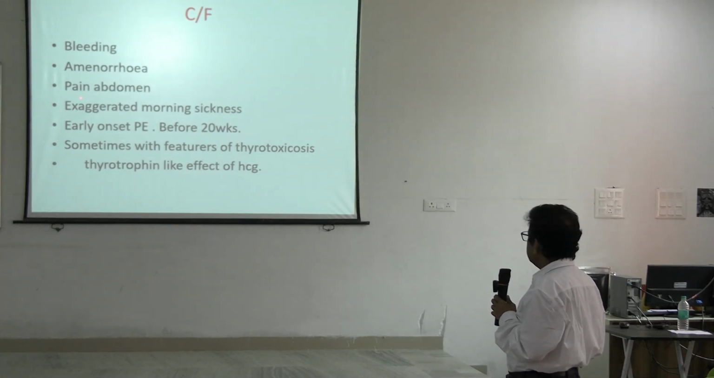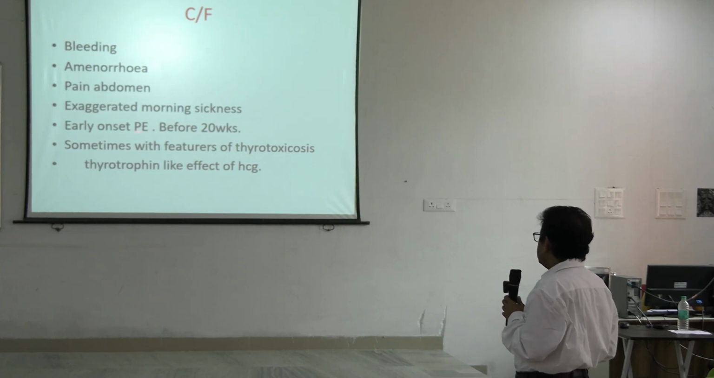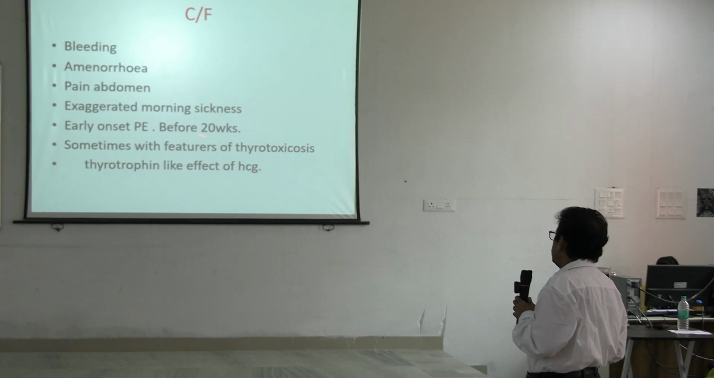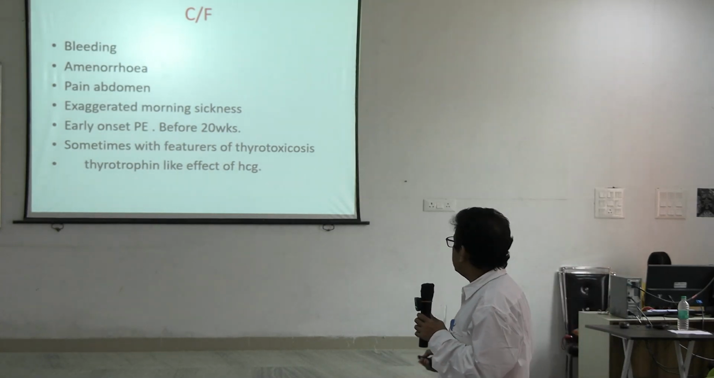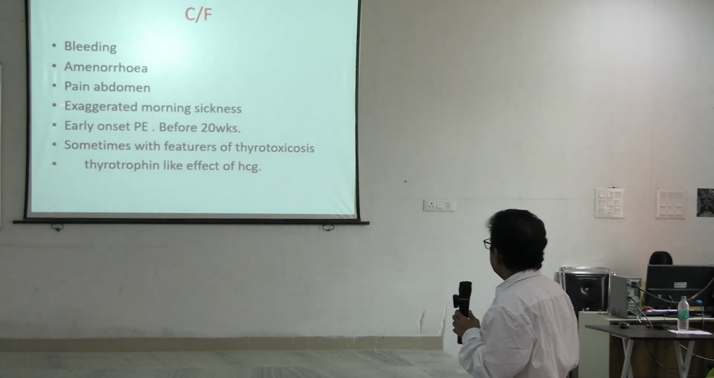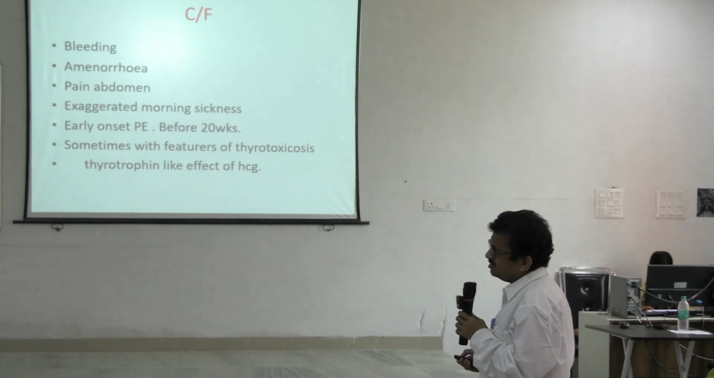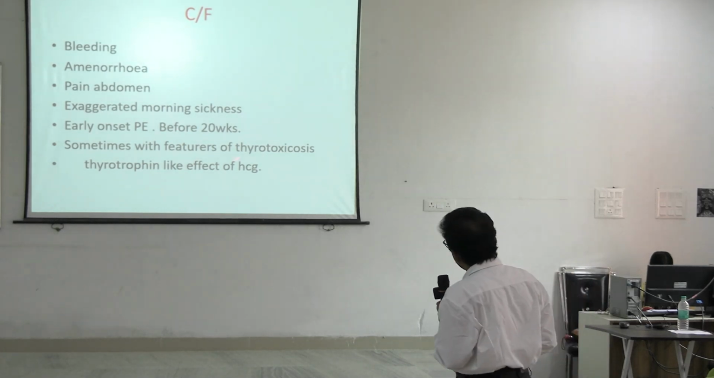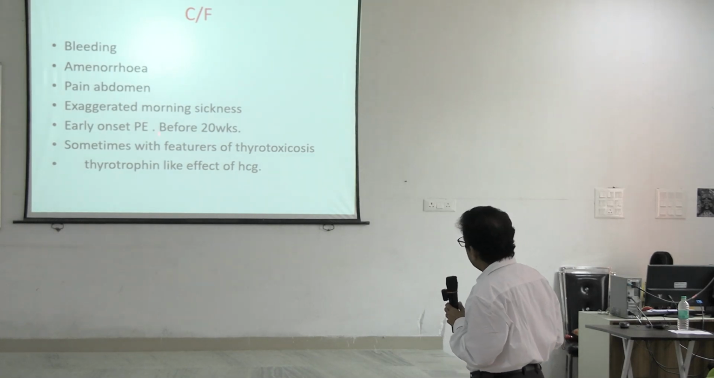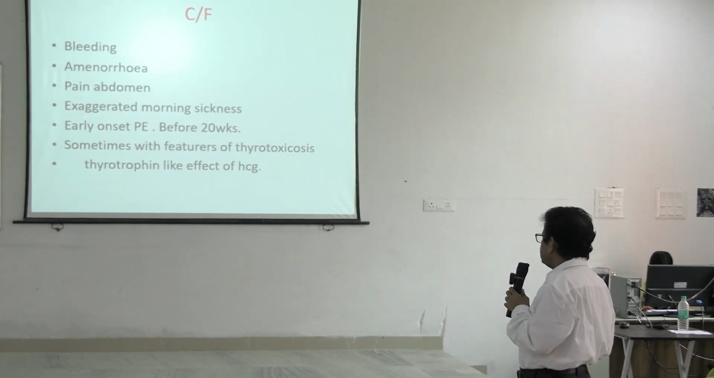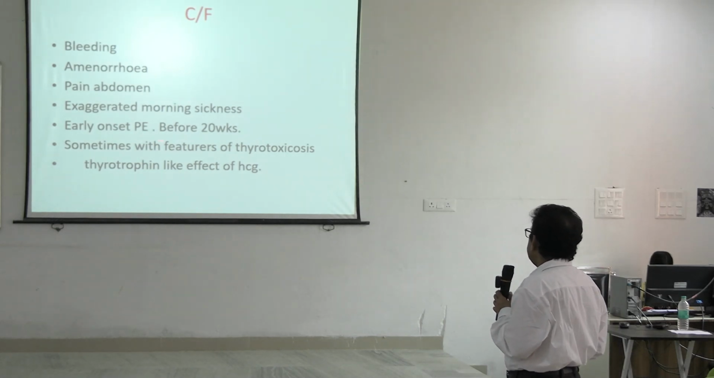For excessive morning sickness, another cause is twins, and another cause is molar pregnancy. Then early onset preeclampsia before 20 weeks. Usually preeclampsia, meaning pregnancy-induced hypertension, appears after 20 weeks. But in case of molar pregnancy, if you find pregnancy-induced hypertension before 20 weeks, you can think of molar pregnancy. Likely you are dealing with molar pregnancy, which will be confirmed by the test stated in the later slides. So, early onset preeclampsia.